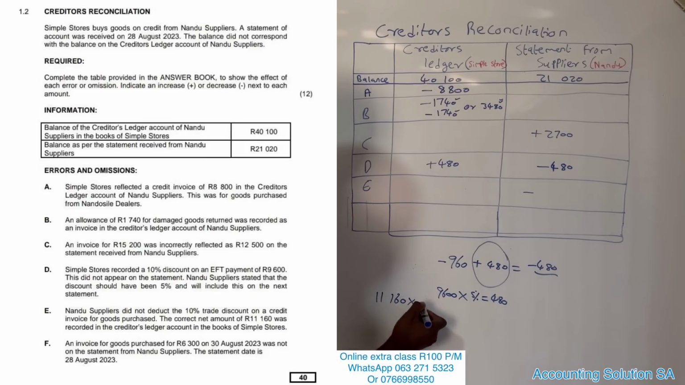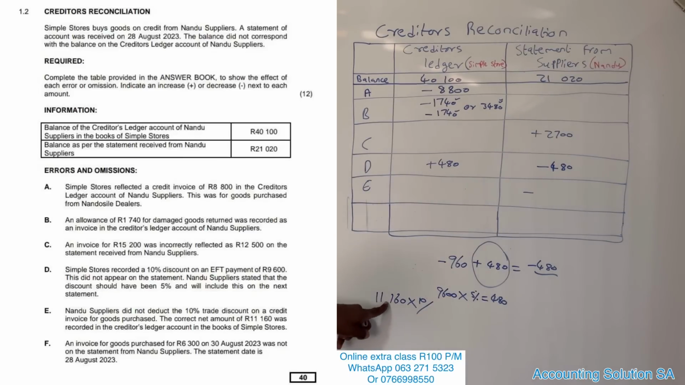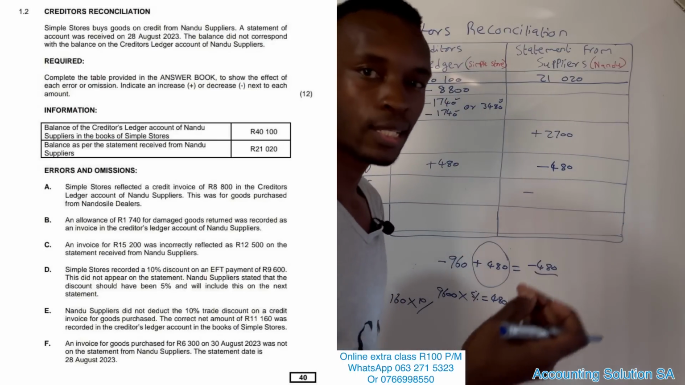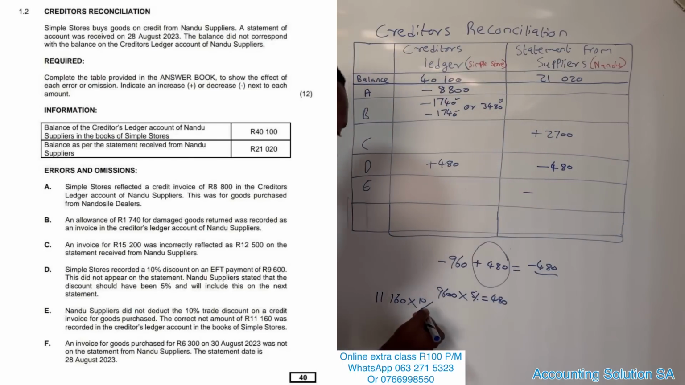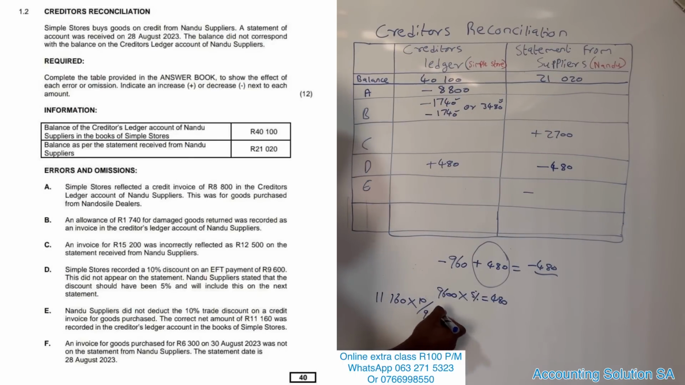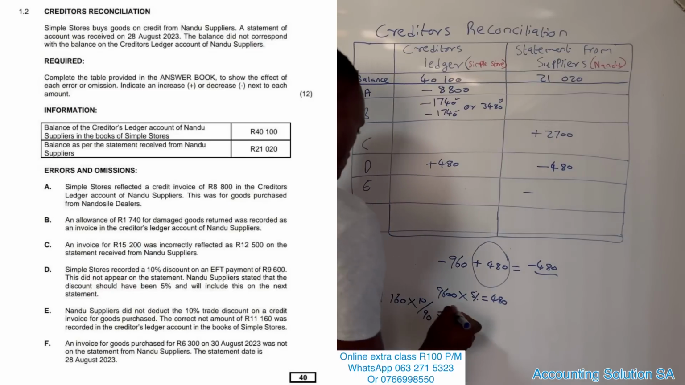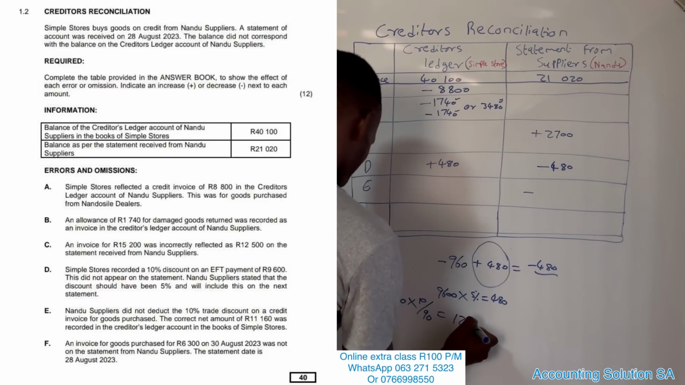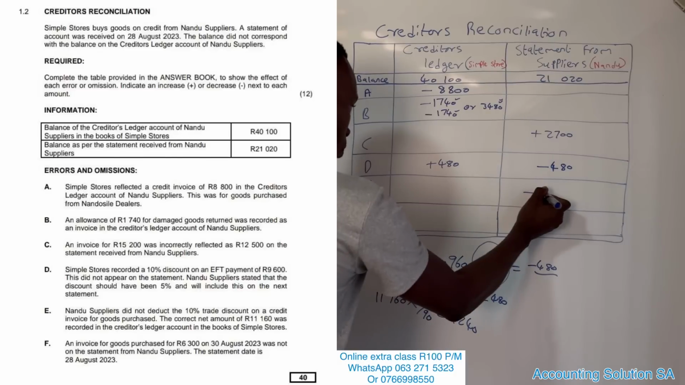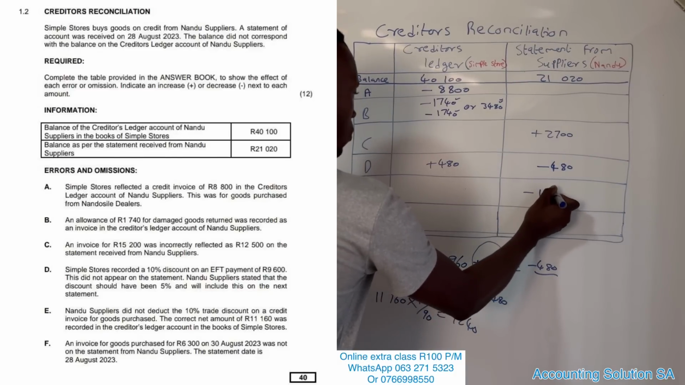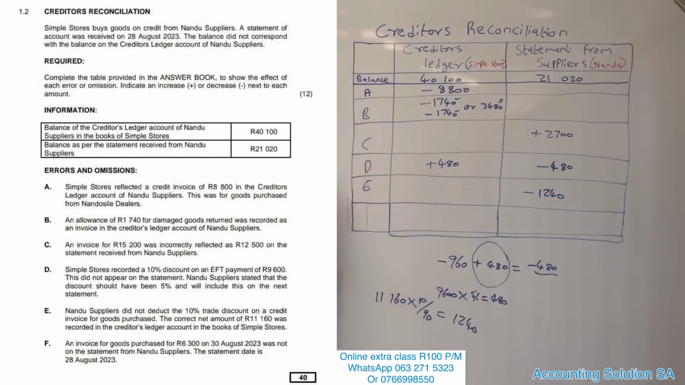They give us an amount of 11,160 multiplied by, we are looking for 10%, but do we have 100% here? No, guys. They say that this is a net. A net amount has already been deducted 10%, which means that it's 90%, which is going to give us 1,240. That is the one that we are going to subtract here. 1,240.